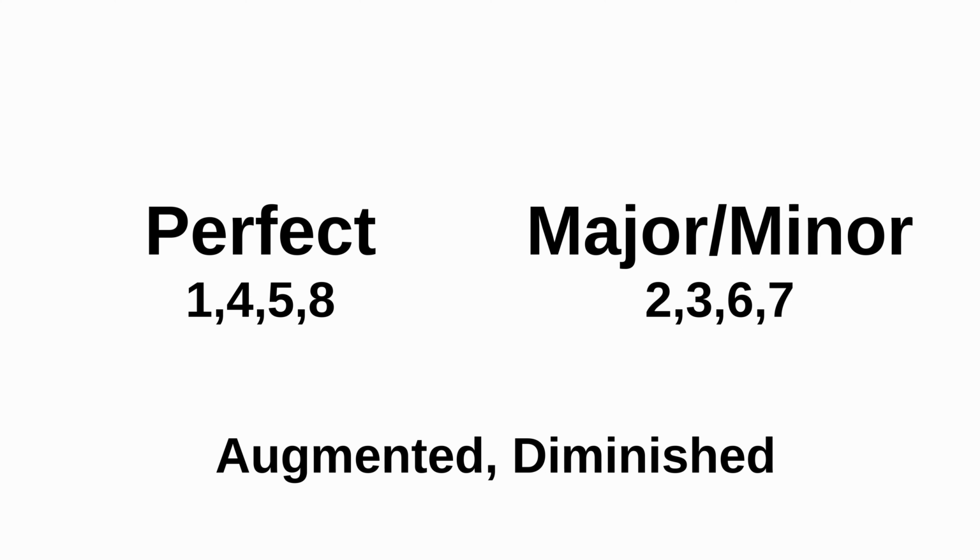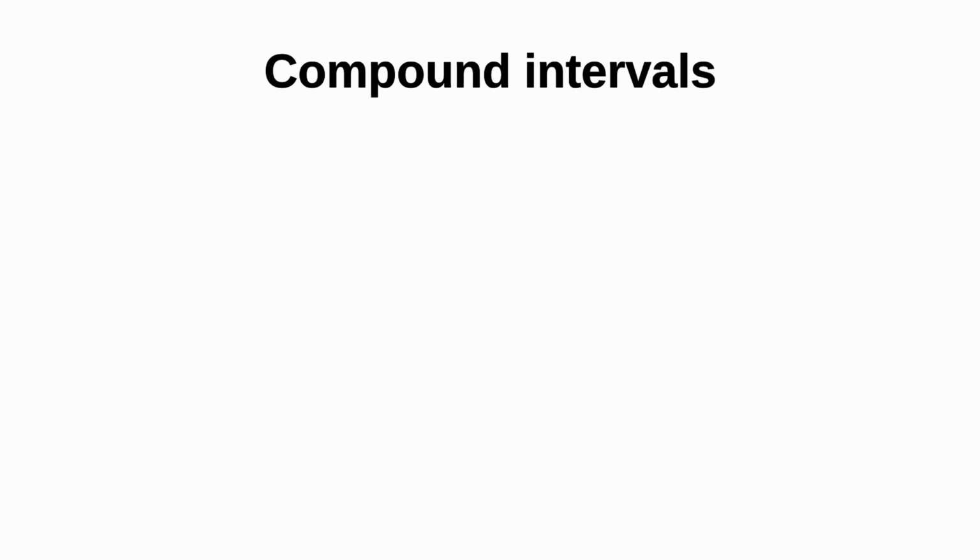There are two types of intervals: those that can be perfect, and those that can be major and minor. All intervals can be augmented and diminished. There are also compound intervals.